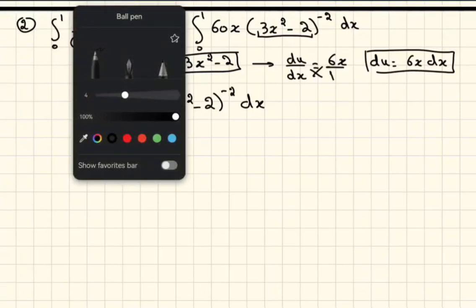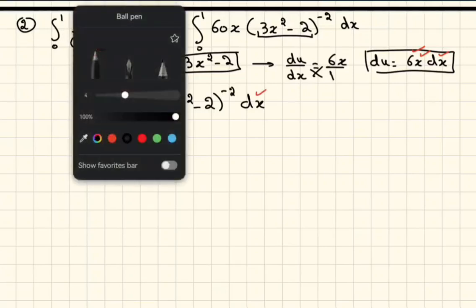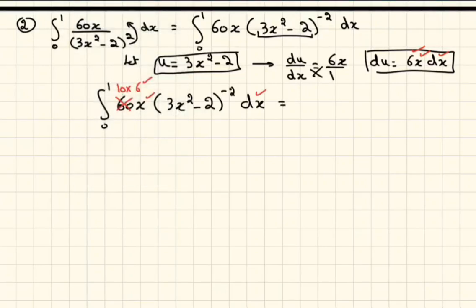Now I want you to notice one thing. The 60, instead of the 60, can we write 10 times 6? Yes. Now some of you will be asking why 10 times 6? Why, for example, it's not 4 times 15? It's because of the following. I need to have dx multiplied by x multiplied by 6 for us to replace it by du. So that's why I chose 6 times 10 instead of 60. Now, do I have 6? Yes. Do I have the x? Yes. Do I have the dx? Yes.